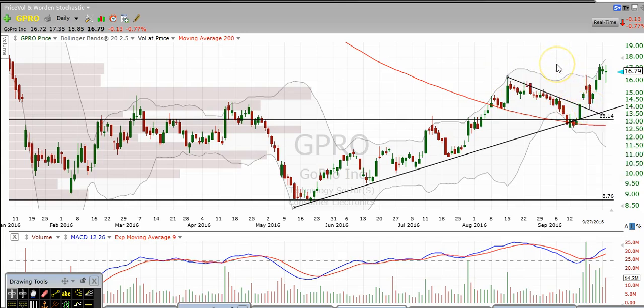Very constructive action here, and if we for some reason see lower prices below $15 again, that's going to be a good buying opportunity. Remember the last video I did on GoPro, we were right around here, and I mentioned anywhere below $14 is going to be a good buying opportunity. And what do you know? Here we are bouncing very, very nicely upward since then.